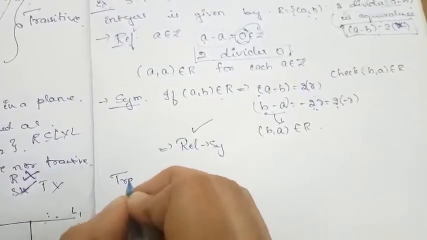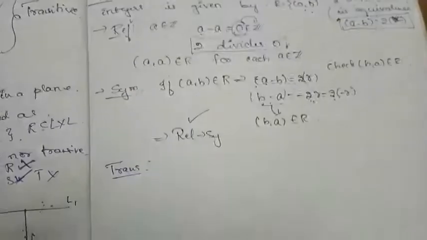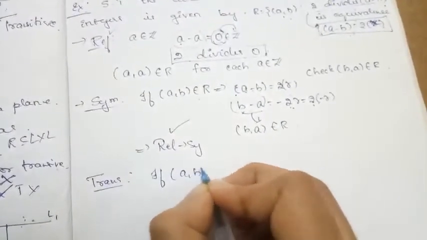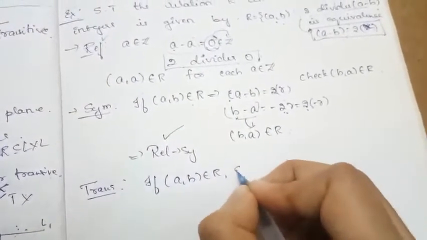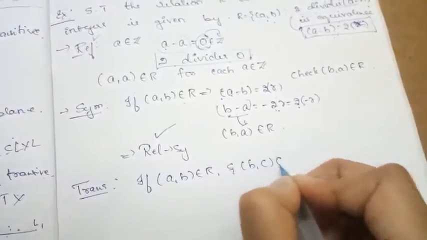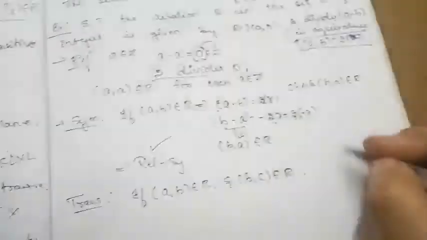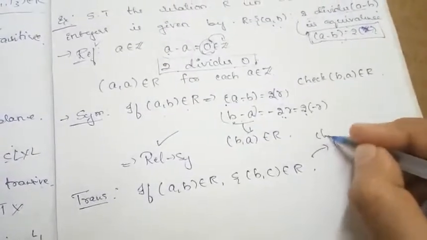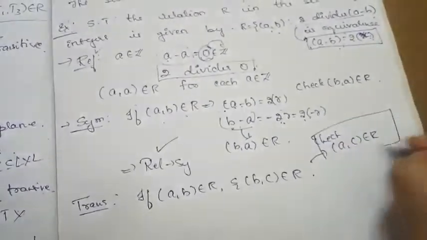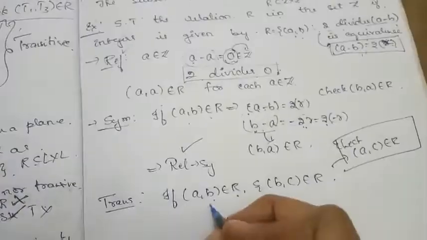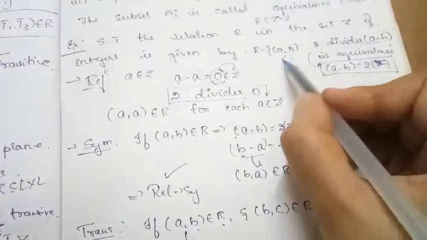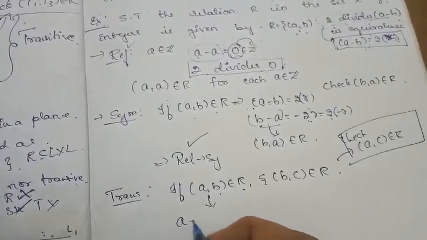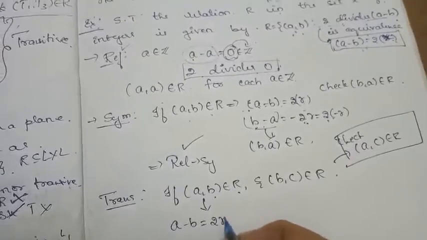The next is the transitive relation. Checking for transitivity: if (A, B) belongs to the relation R and (B, C) also belongs to the relation R, we need to check whether (A, C) belongs to R. So if (A, B) belongs to R, what is the relation? 2 divides A minus B. That is nothing but A minus B is equal to 2 into r.